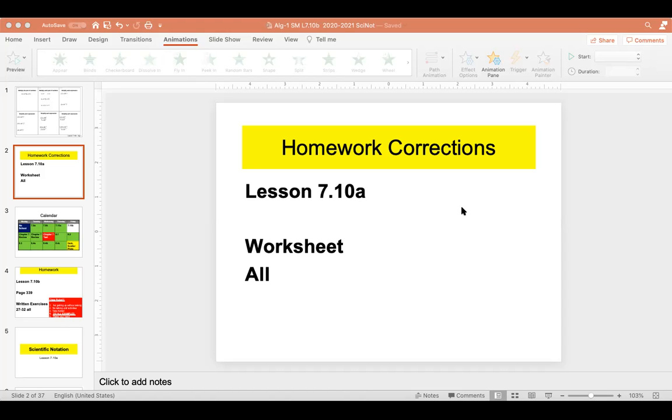Number 10 is 110. Number 11 is 83,000. 83 and 3 zeros. Number 12, 2,900. Number 13, 40,000. Number 14, 0.0000953. Number 15 is 480. Number 16 is 908,000.